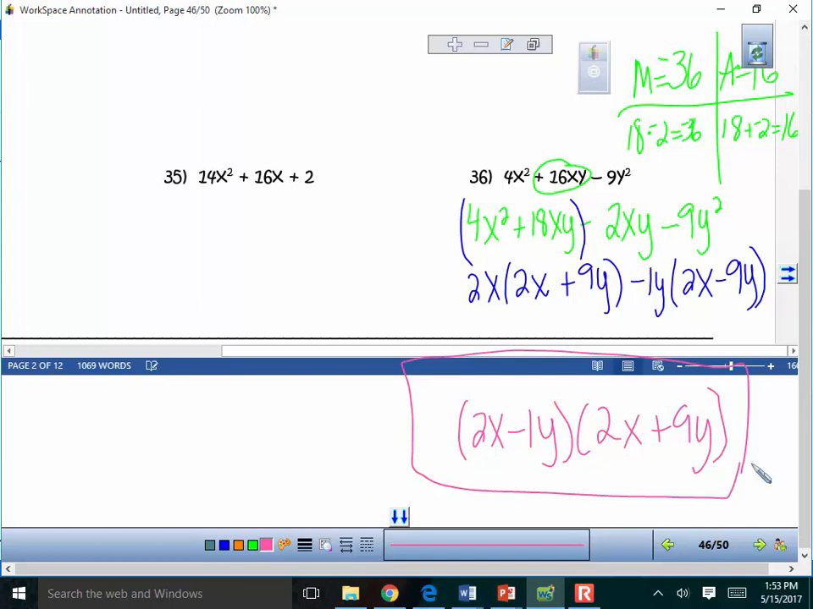Yes, ma'am. On one of those, you put a minus 9y when it's supposed to be a plus sign. Thank you so much. You're so right. Thank you for finding that mistake. You're welcome. All right, any questions here?